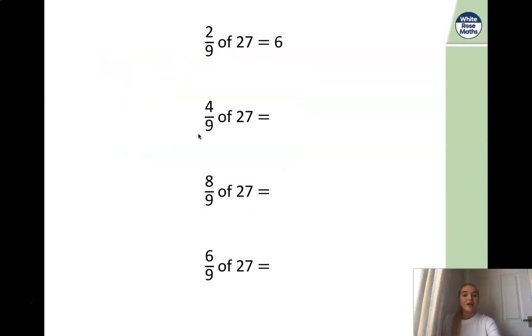So, if we know that 2/9 of 27 is 6, we know that to get from 2 to 4, we double. So we could double 6, which is 12. Similarly, to get from 4/9 of 27 to 8/9 of 27, we double the 4, we multiply it by 2. So we can multiply 12 by 2 to get 24 too.